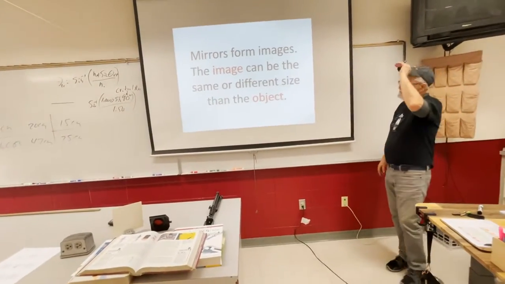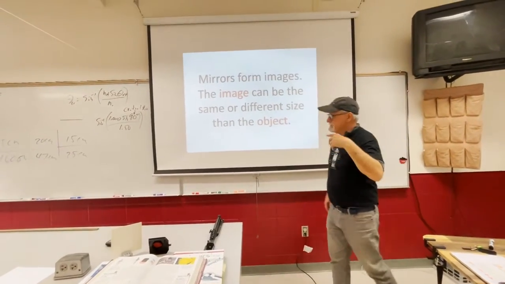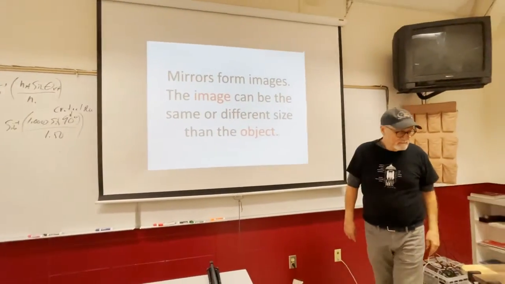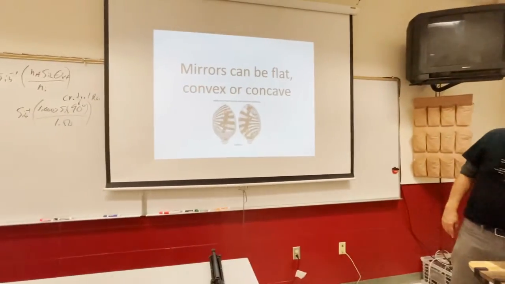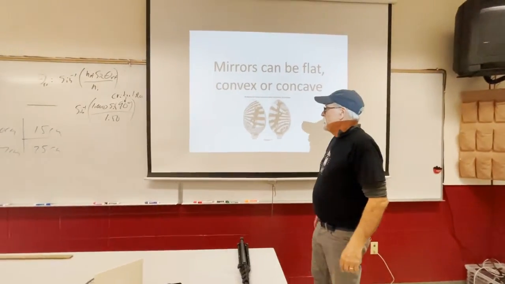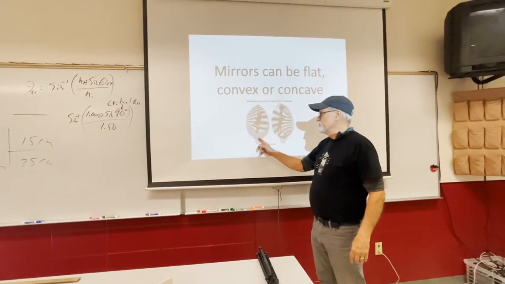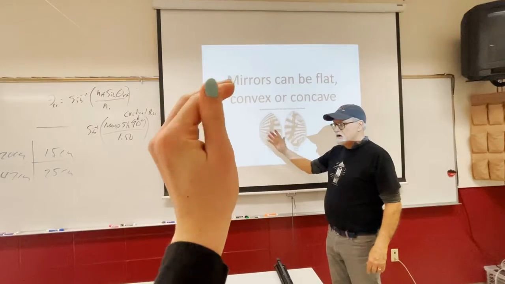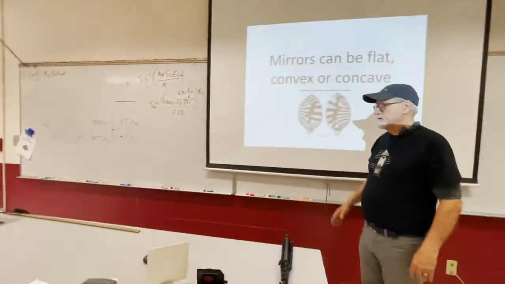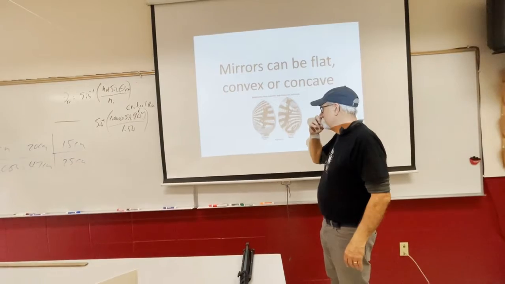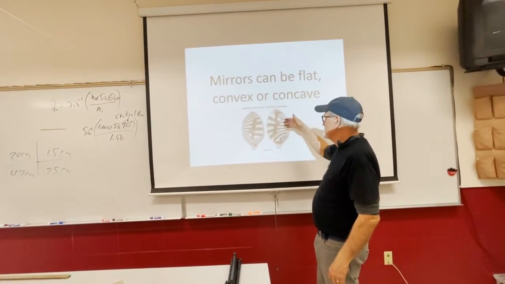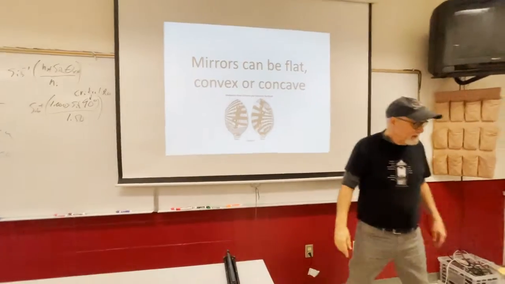Mirrors form images. The image can be the same or a different size than the object. And we saw that. Mirrors can be flat, convex, or concave. Here's a spoon. The outside of it is convex. That's like the mirror up in the corner at 7-Eleven. And then you turn the spoon around and there's the inside bowl that's concave, and you're upside down.